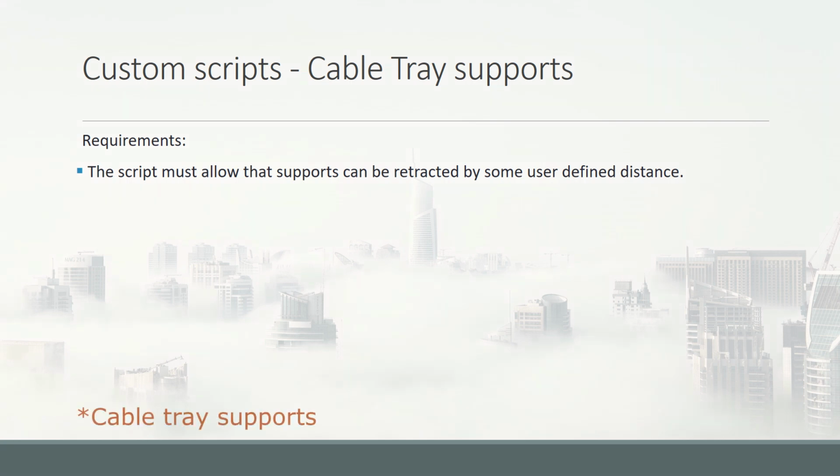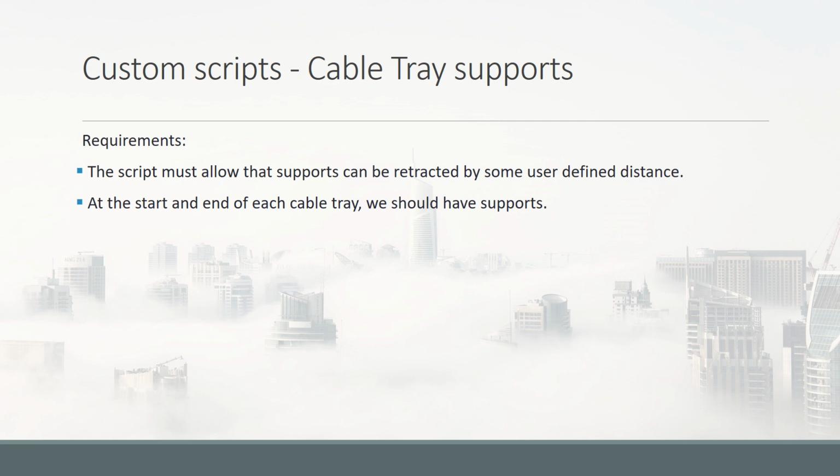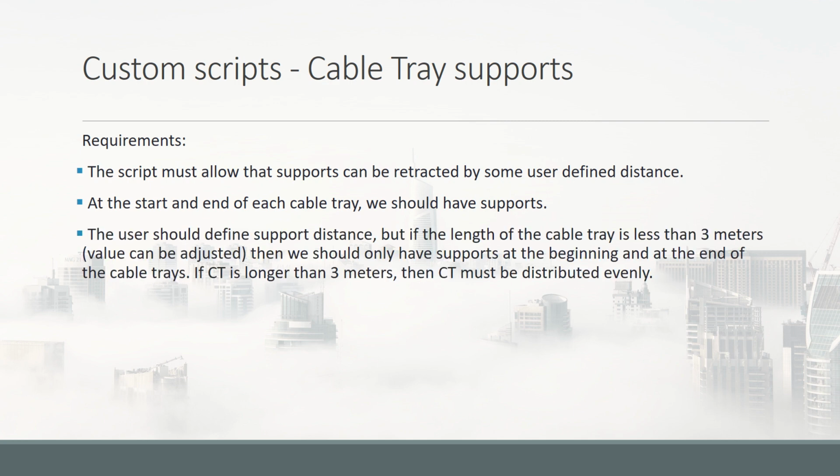actually cable trays retract by some dimension, and maybe it will be easier for you to understand if you take a look at this image. For example, in this case we have from all four sides cable trays and we have one fitting, and when the user runs my script, it will have a possibility to enter this dimension of retraction between the cable tray and a fitting. Also, the requirement is to have for each cable tray support on the start and on the end of the cable tray.